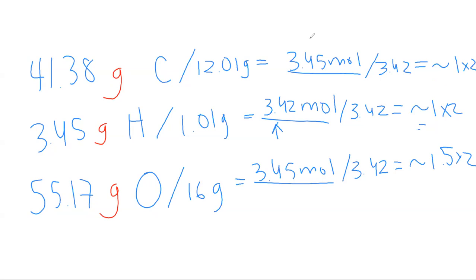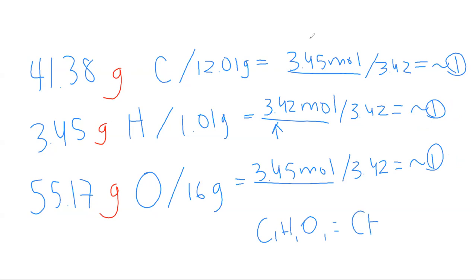But we didn't have to go through that for this problem, since all these come out to be about 1. And so these are going to be your subscripts in your empirical formula. So you're going to have C1, H1, O1, or better written as CHO. All right, so this is going to be your empirical formula.